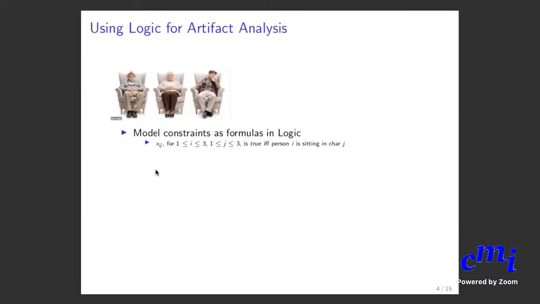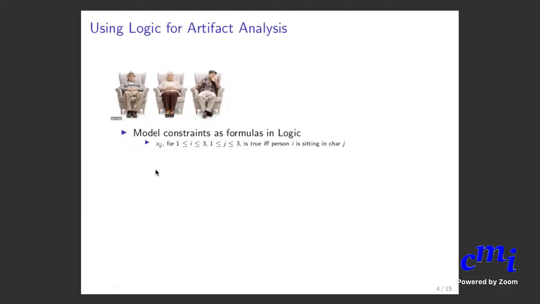Okay, so the first thing in the modeling is you have to pick propositional variables, and you're allowed to use any number of variables. And you have to attach certain meaning to those variables. In this case, since what you're modeling is the seating arrangement, you want to have a set of variables, specifically say xij, where i ranges from 1 to 3 and j ranges from 1 to 3.